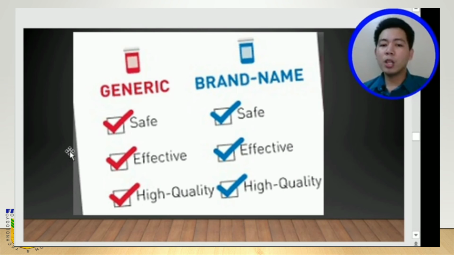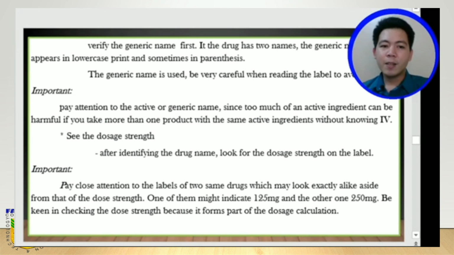Okay, kaya pag pumunta ka sa butika, tapos pag tinanong ka, ay wala kami nitong brand, ang mayroon dito ay mga generic, ay okay lang yon. Okay, kasi parehong effective, parehong high quality. Again, pangalan lang kasi ang nagpapaiba sa generic versus branded. Okay, pareho lang po in terms of effectiveness, safety, and quality. Okay, class? If the drug has two names, the generic usually appears in the lowercase print and sometimes in parentheses. So, madalas, kapag generic, maliit ang pagkakasulat.